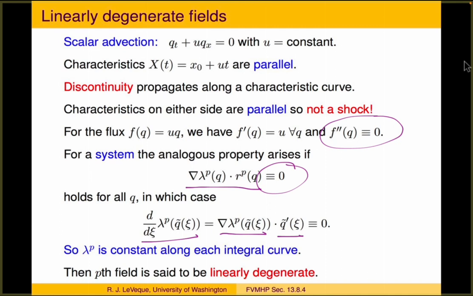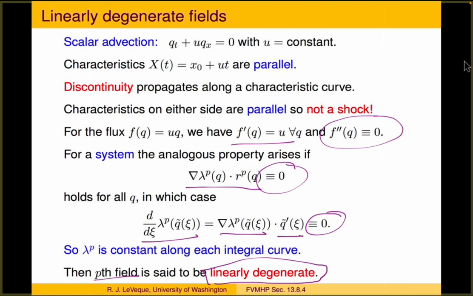Q tilde of c is our parameterization of the integral curve, and the derivative is an eigenvector. In this particular case, if that inner product is always identically 0, then the derivative of lambda is 0 along the integral curve, and so lambda is constant along the integral curve, just like f prime of q is constant for the scalar advection equation. So if this holds, then we say that the P field is linearly degenerate. So it's acting like a linear problem. It's degenerate in that it doesn't have any variation at all in lambda along the integral curve.